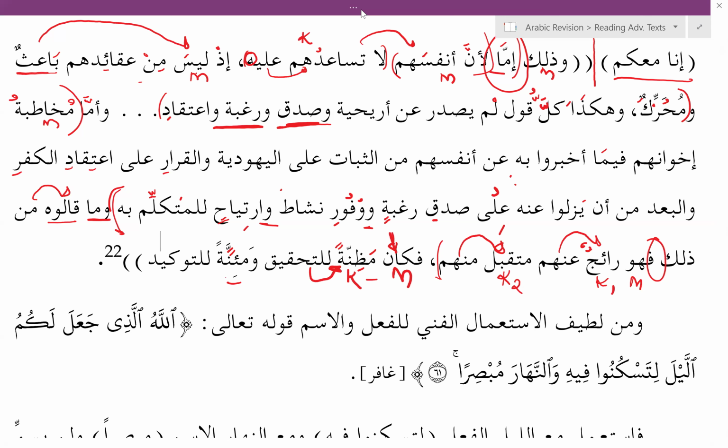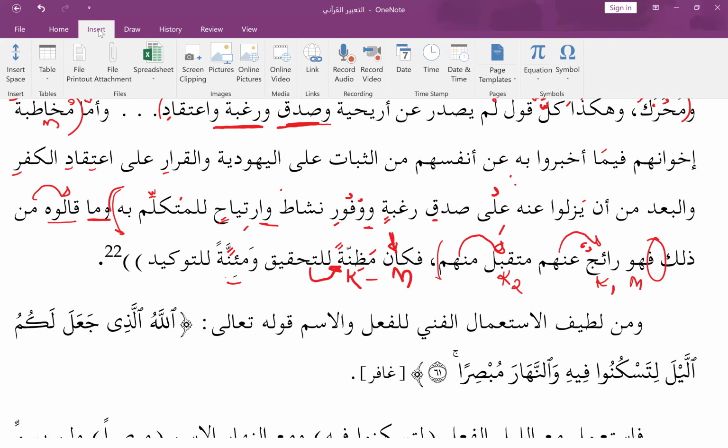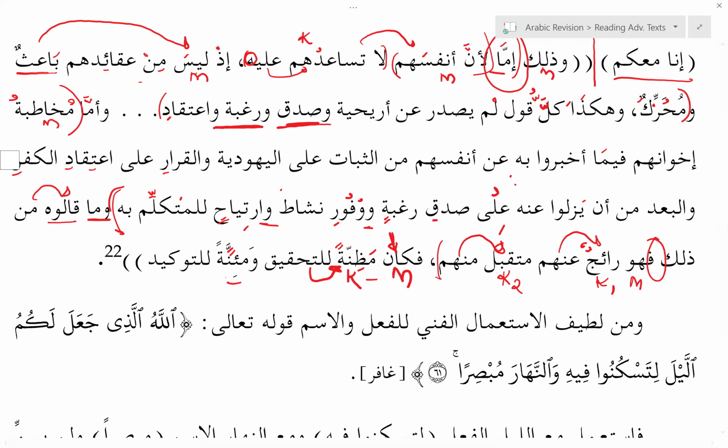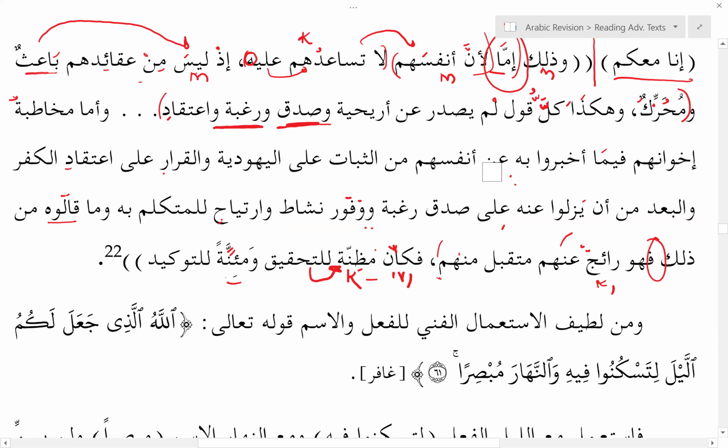Jazakallah khair. Maybe I should clean it up a little bit so that we don't get confused by all this. Okay. I think that's good enough.